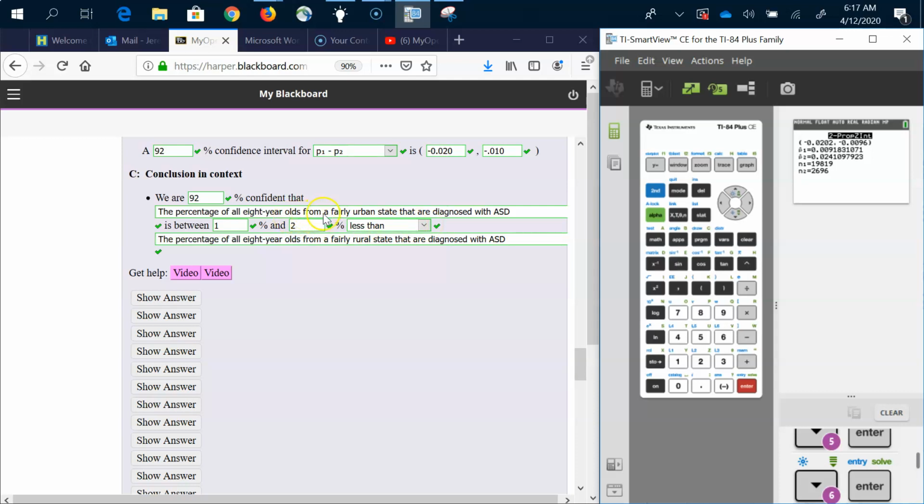So the percentage of all 8-year-olds from a fairly urban state that are diagnosed with ASD is between 1 and 2% less than the percentage of all from a fairly rural. And that concludes this question for 2 sample proportions.